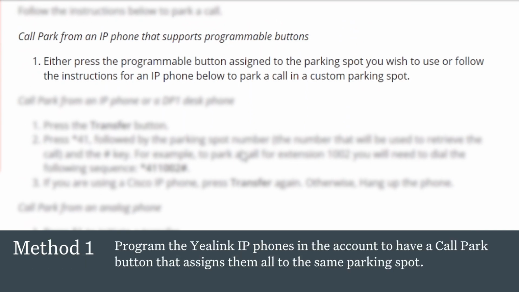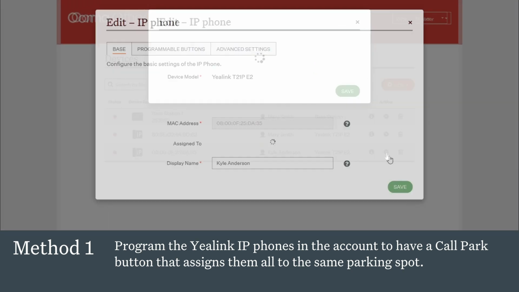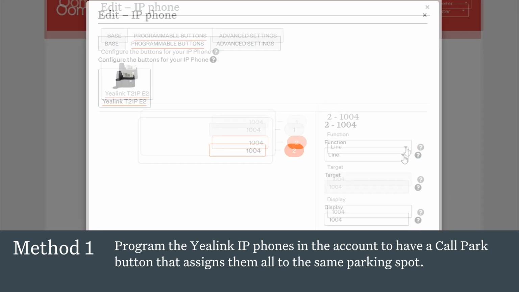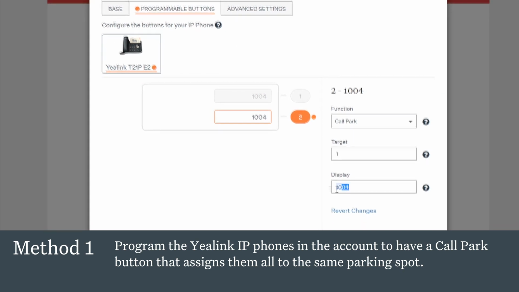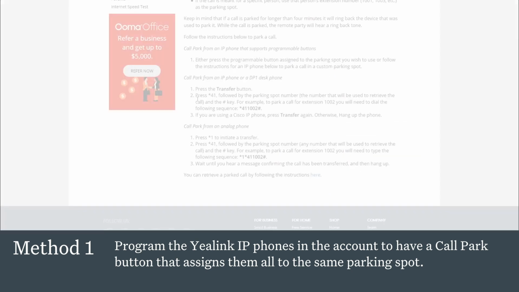The easiest and preferred method is to program the Yealink IP phones in the account to have a Call Park button that assigns them all to the same parking spot. When a two-way call is parked by pressing the button, a visual indication of the parked call is available to all of the programmed phones. The call can be retrieved by pressing the Call Park button on any of the phones, and up to 5 parking spots can be used at once.